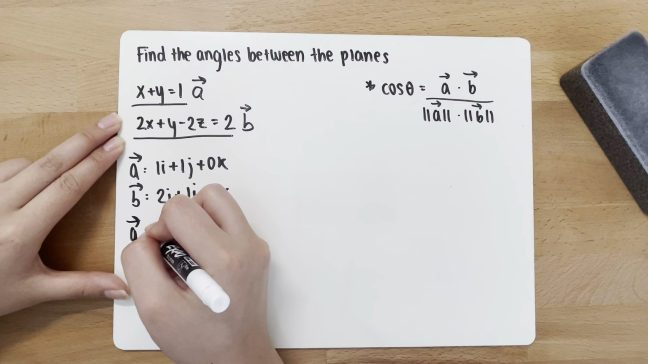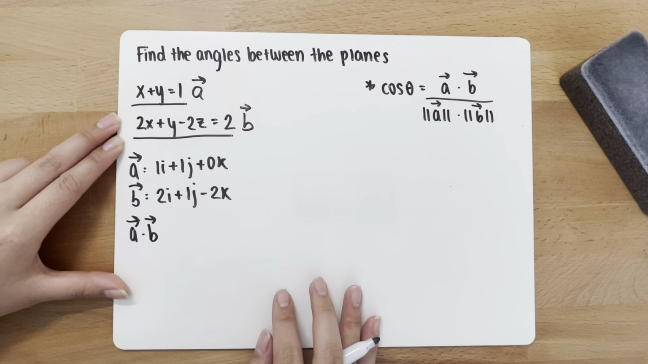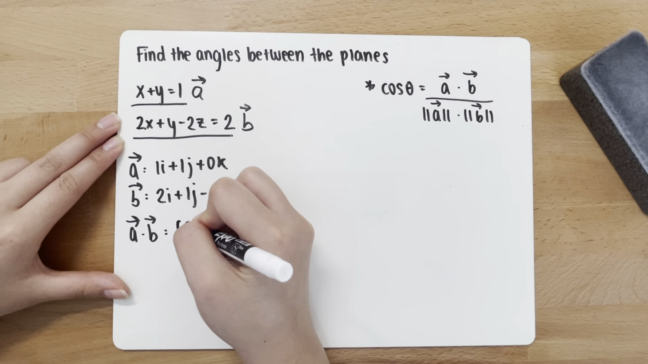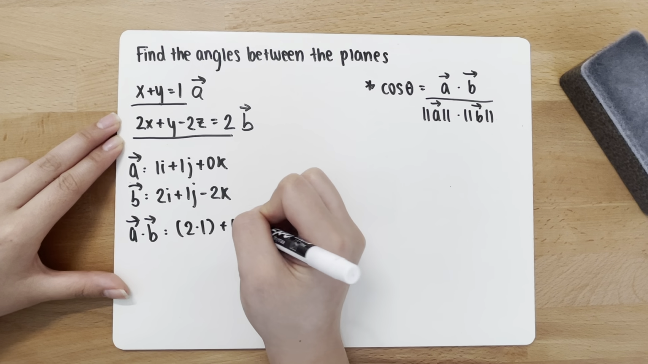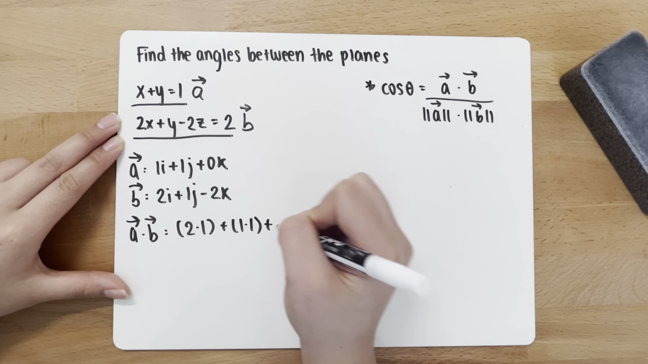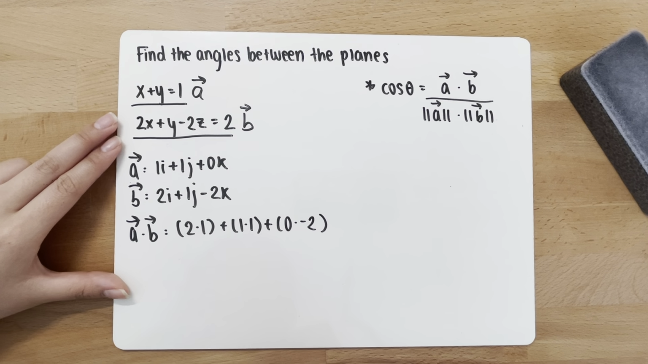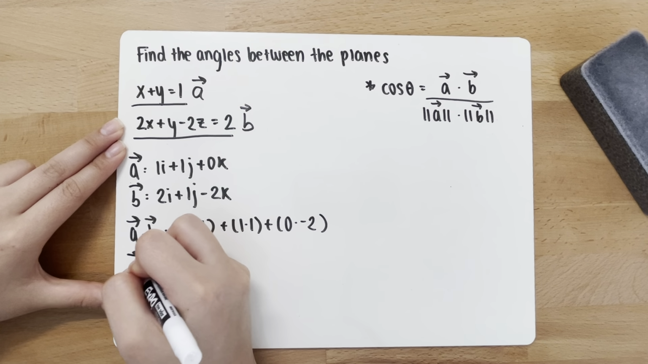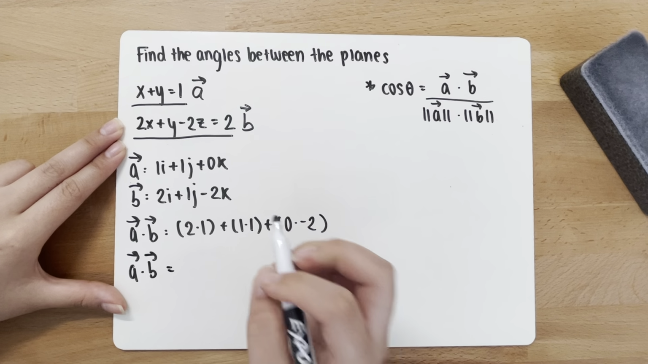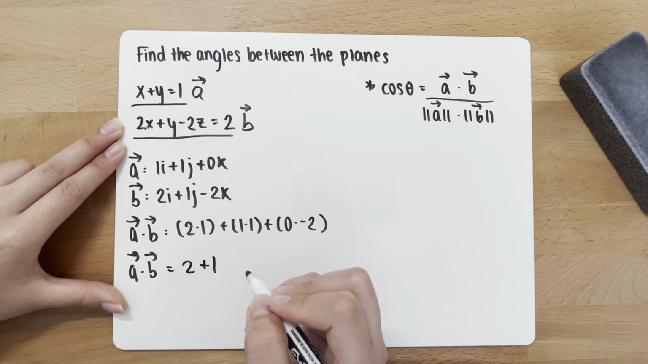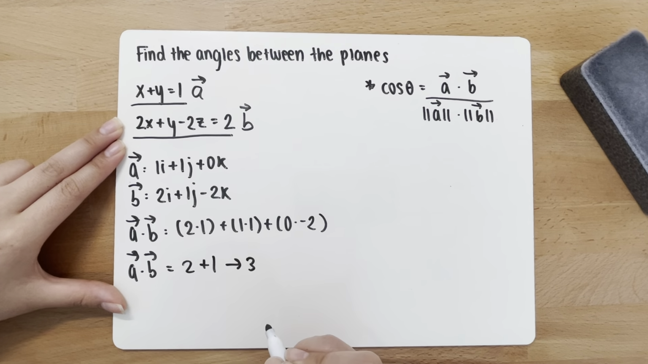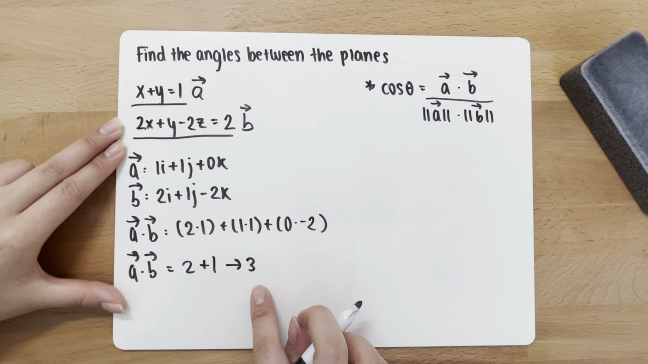So the dot product of vector A and B would be 2 times 1 plus 1 times 1 plus 0 times negative 2. And 0 times anything is 0. So then the dot product would be equal to 2 plus 1, which is 3. Now that you have the dot product, you want to find the magnitude of both A and B.